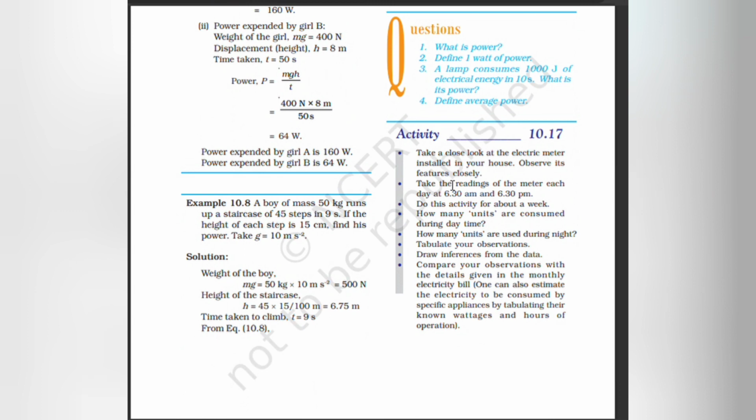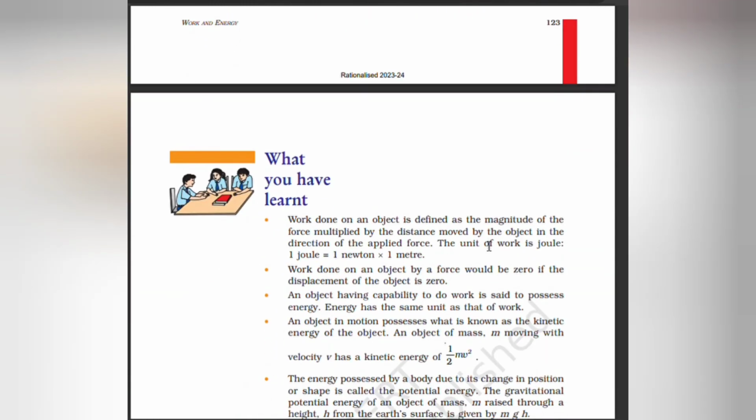Take a close look at the electric meter installed in your house. Observe its features closely. Take the reading of the meter each day at 6:30 a.m. and 6:30 p.m. Do the activity for about a week. How many units are consumed during daytime? How many units are consumed during nighttime? Tabulate the observation.